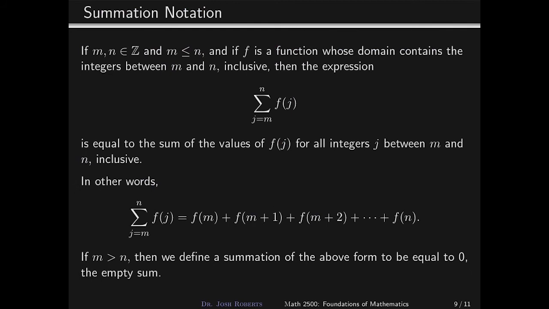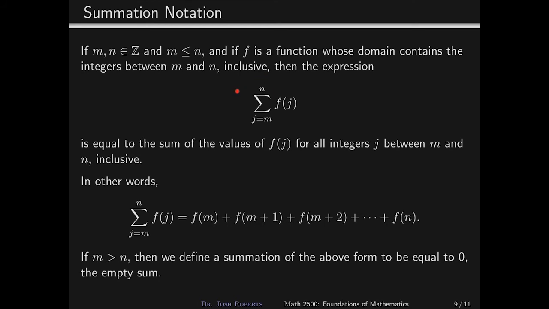Before I do the next example, I want to quickly review some summation notation. You've probably seen this before in some of your calc classes, but this is going to be a little bit more general and something that we will hit on again when we cover the sections on functions. Here's the idea. We start out with two integers, m and n, where m is smaller, and f is a function whose domain contains all the numbers between m and n. All that means is f is defined on m, defined on n, and defined on everything in between.